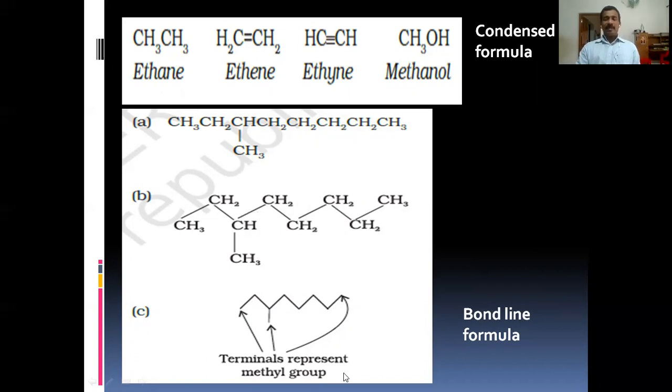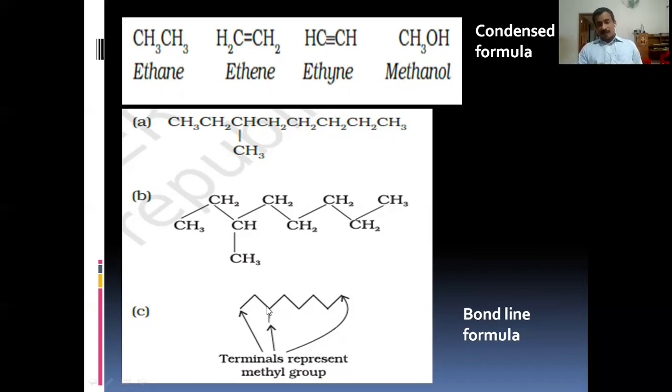Terminals represent methyl groups. All the terminals: here there is a methyl group, here a methyl group, here a methyl group. One methyl group, another one, another one. And at this junction, what is present? A CH2 group is present. But at this junction, a CH group is present. Why?